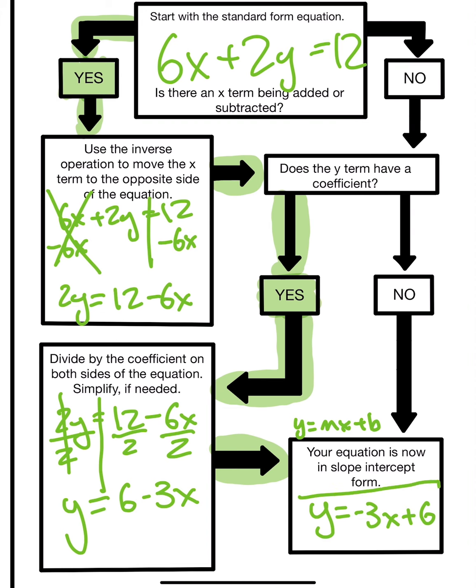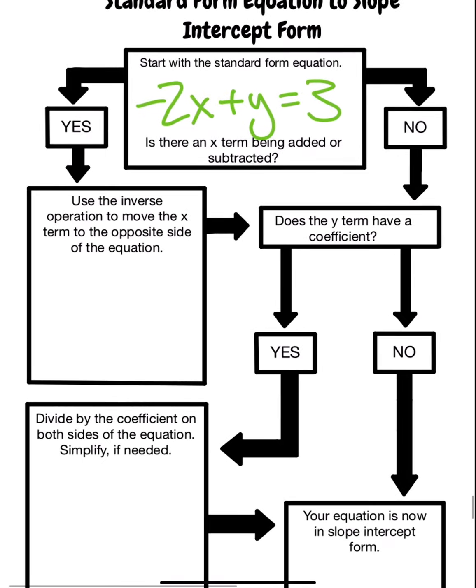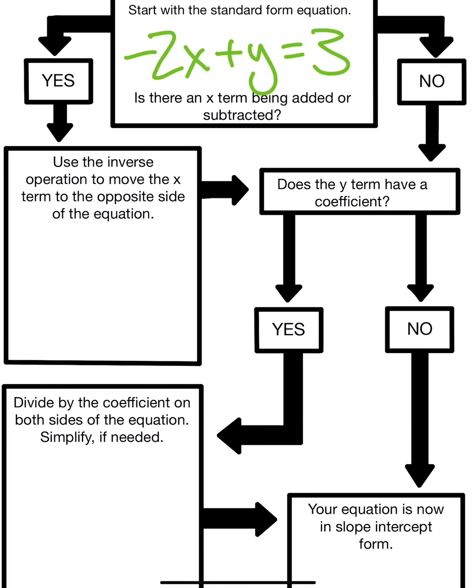And that'll do it. That'll be our slope-intercept form equation. All right, well, let's try another one. Let's go down here to the next one. Just like it started out on the last one, we start with the standard form equation. That's this here. We have negative 2x plus y equals 3.